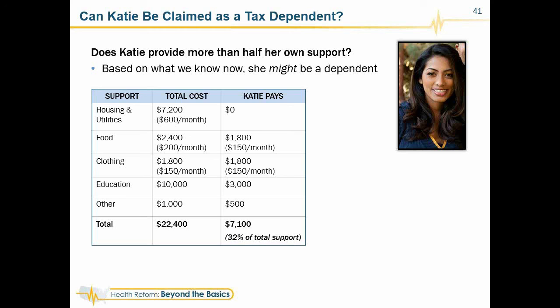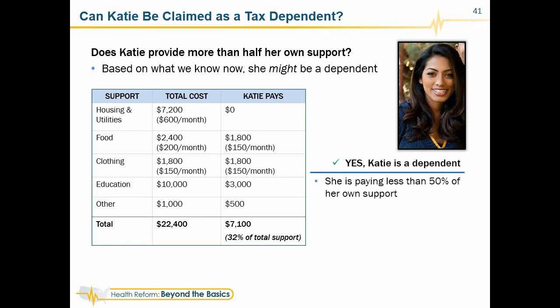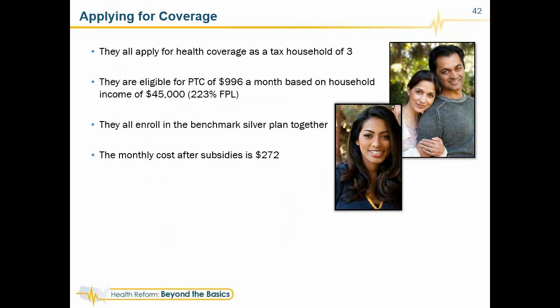And a big chunk of that is coming from her education, because we said that she had a Stafford loan in her name, and a loan in her name is considered support she's providing. So that $3,000 was a loan, but she's responsible for paying it back. So it's got her name on it. So we think that she'll be providing about 32% of her total support. Since she's not providing more than half of her own support, Katie is likely to be a dependent of her parents. So for our purposes, we're going to say yes. Katie's paying less than 50% of her own support, meets all the other tests, she's going to be a dependent.